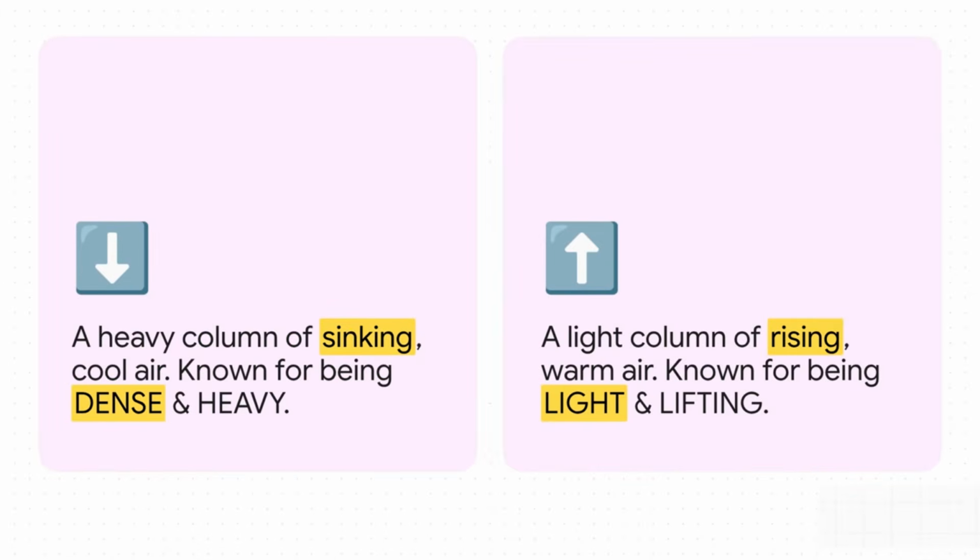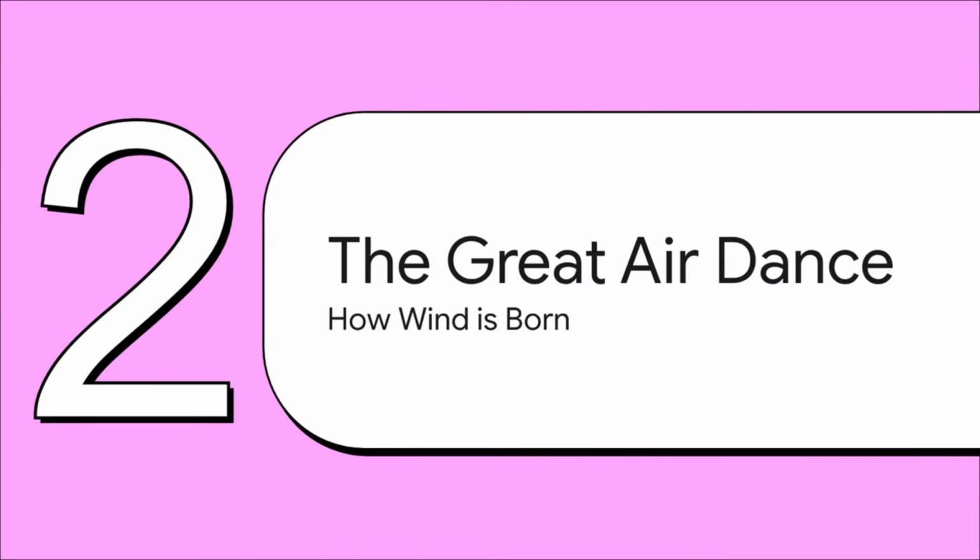Okay, so this is where we meet the two stars of our show. First up, you've got high pressure. Think of it like a heavy stack of cool air that's sinking down. And on the other side, you've got low pressure. That's a light column of warm air that's rising up. So what happens when these two meet? Well, their constant interaction creates something we feel every single day, the wind. You can really think of it as this huge, invisible dance happening all around the planet.